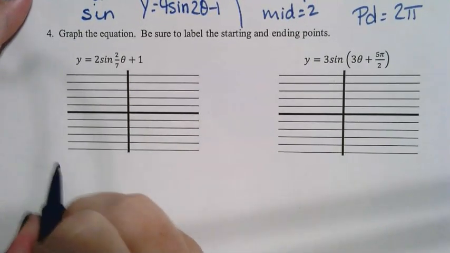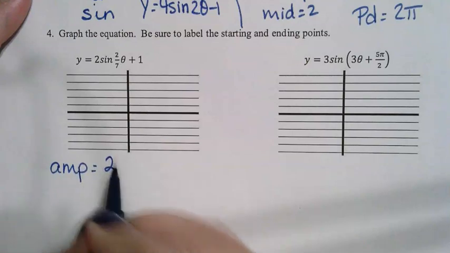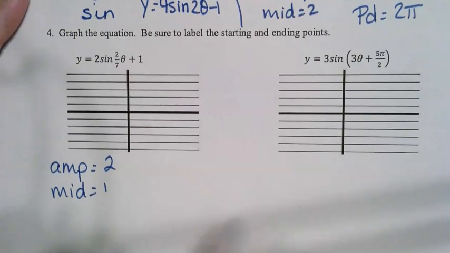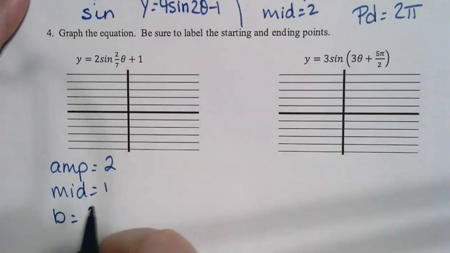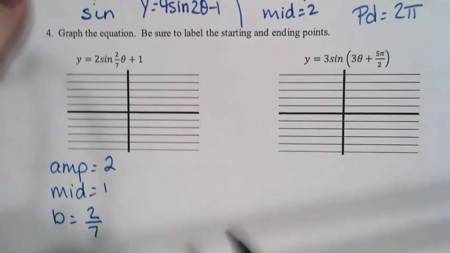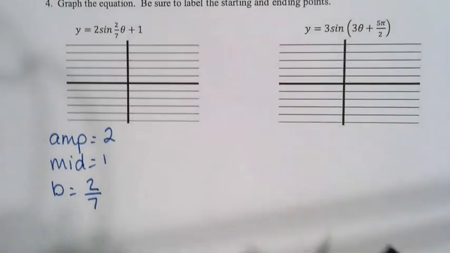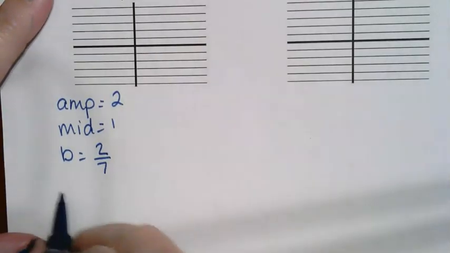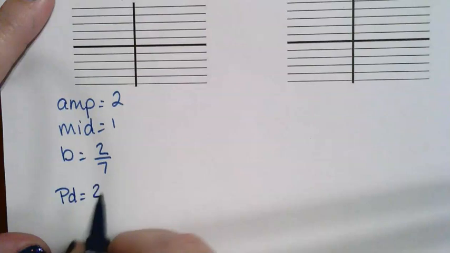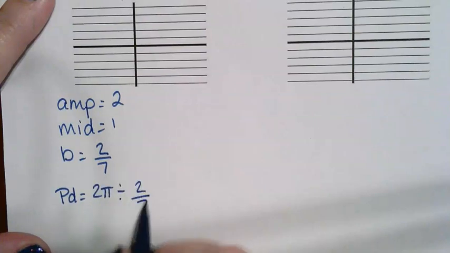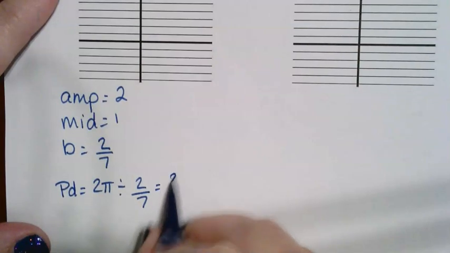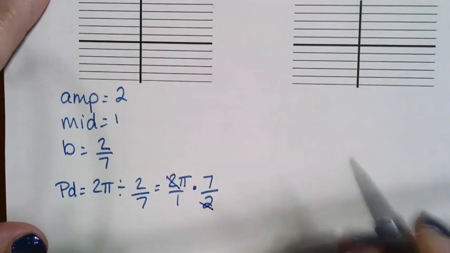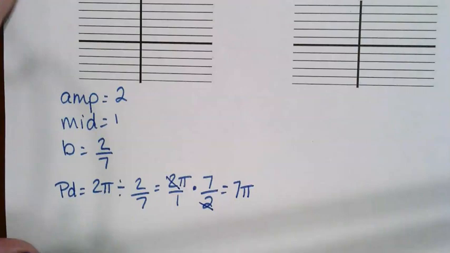So here we go. We have an amplitude of 2, a midline of 1. Now my B value is 2 over 7. We need my period, okay? So period is going to be, let's see, we're going to put it down here: 2 pi divided by 2 over 7. Keep, change, and flip. The 2's cancel, and I get 7 pi.